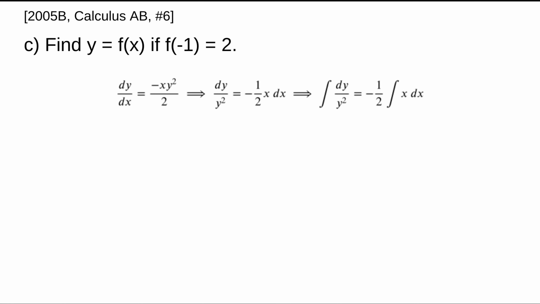So if we start with our differential equation, dy/dx is the opposite of x times y squared all over 2, and separate the variables, we get dy over y squared equals -1/2 x dx, and then we just anti-differentiate both sides. After anti-differentiating both sides, we get -1 over y is equal to -1/4 x squared plus a constant.